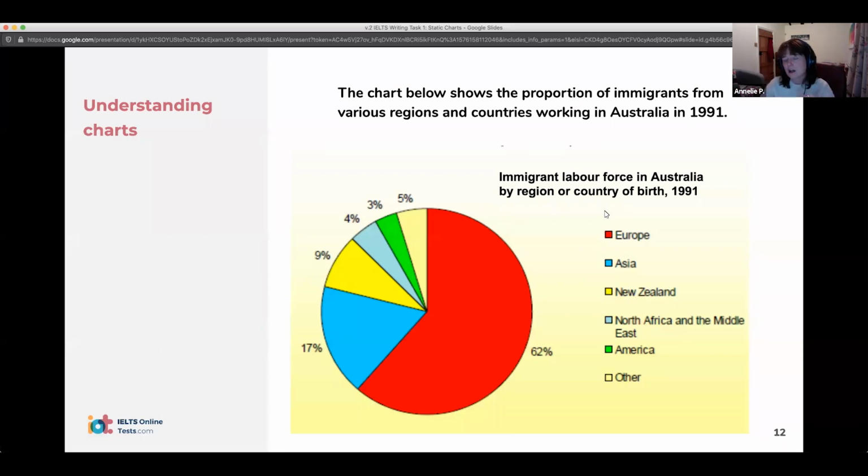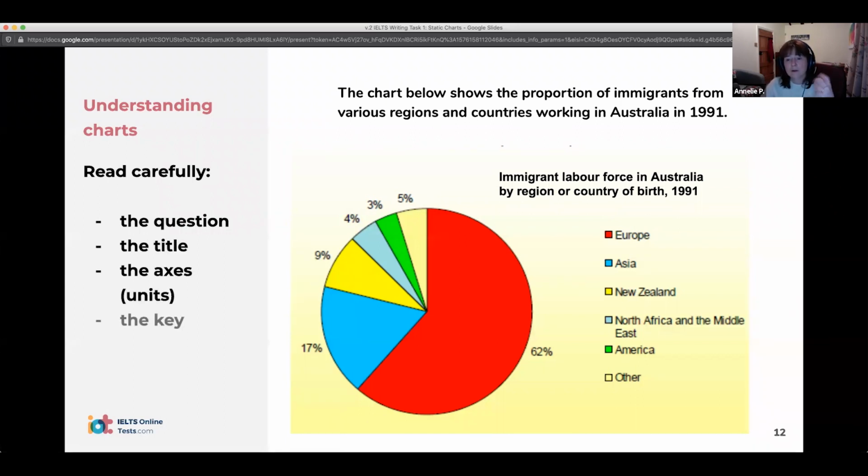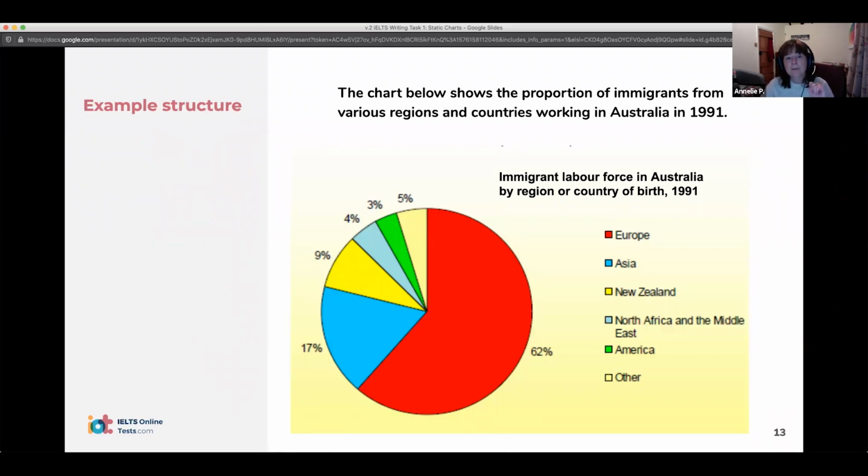This is the chart that we are going to do our model answer with. So again, look at all of the information that is given there. What are we talking about? What are the measurements? What are the different categories that we are looking at? Okay, so we've got a pie chart. So now we are talking about percentages.